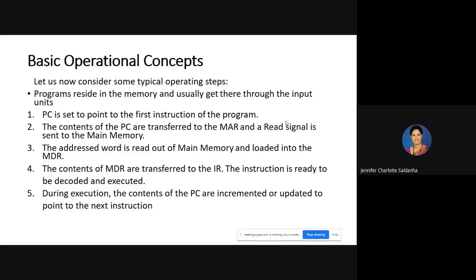Okay. As soon as the memory receives read signal, the addressed word, the word which is present in the addressed location, is read out of the main memory and loaded into memory data register in the processor. The contents of the memory data register are transferred to instruction register, right? The contents of the MDR is nothing but the instruction now, right? Instruction is fetched and that is transferred to instruction register. The instruction is ready to be decoded and executed.